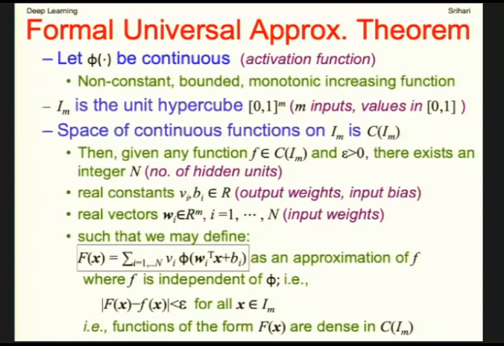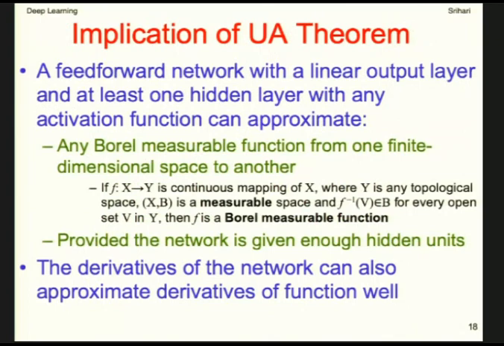Capital F is the approximation, small f is the real function. The difference between this function and this function is less than epsilon for all x. That is, functions of the form F of x are dense in C(I_m). So this is what is needed to say that some neural network can actually do the job. This complicated function can be computed. That is the universal approximation theorem. Since it's a theorem, there's got to be a proof for it, which gets into pretty hairy stuff.